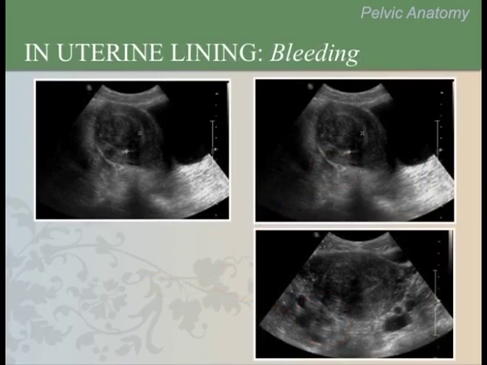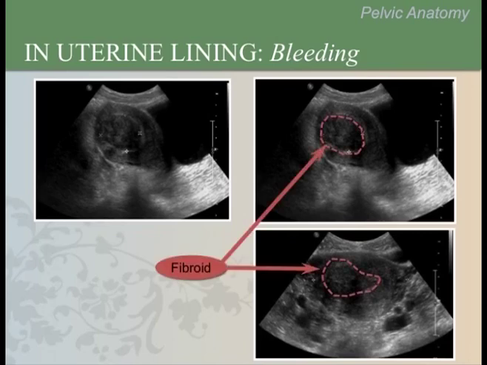The upper images are sagittal and the lower is transverse. Again, these images are all from the same uterus. Here the fibroid is in the uterine lining. In fact, it has grown to fill the entire space of the endometrial cavity. We have outlined the fibroid here. If a fibroid has grown large within the endometrial lining like this one, it is likely to cause irregular and heavy vaginal bleeding and even anemia.